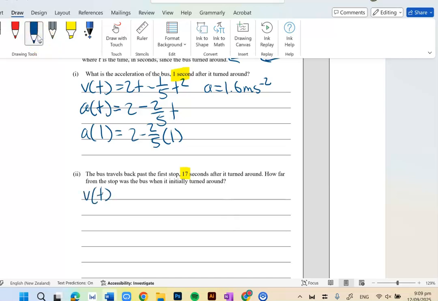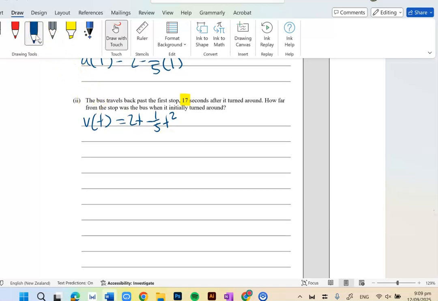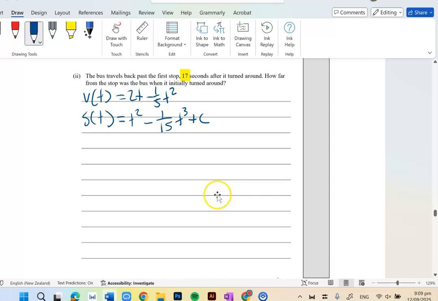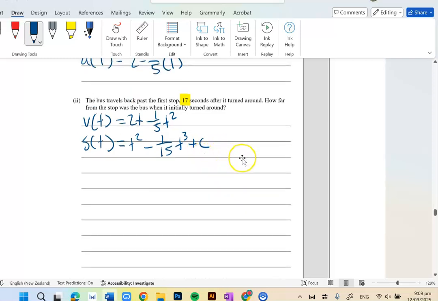So if I have this equation, to anti-differentiate we just add one to the power and divide by the new power. So S of t is going to equal t squared minus 1/15 t cubed plus c. Don't forget that plus c. Now in kinematics, we usually assume c is 0, unless the question gives us information that tells us it's not 0. We usually assume when t is equal to 0, s is equal to 0, so c is equal to 0. So when t is 17, we just plug in the values.